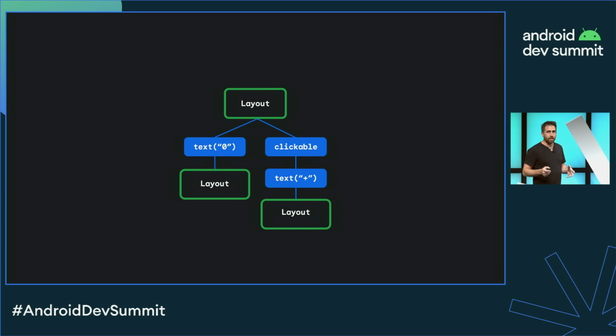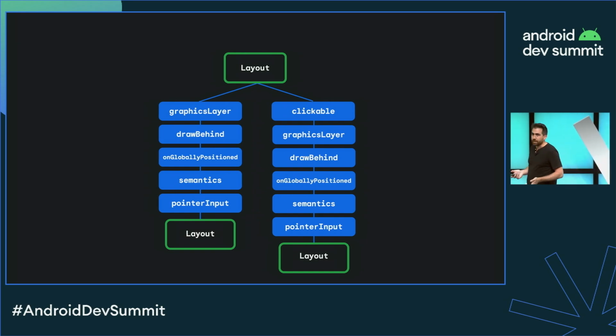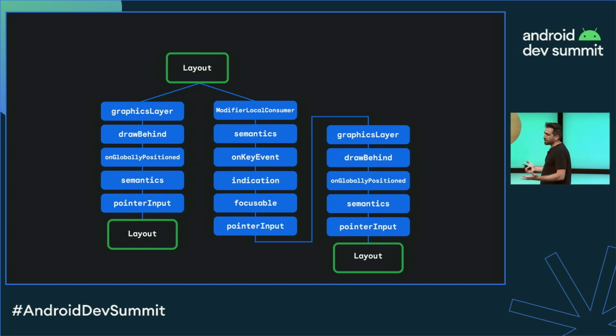So what we have here is a pretty reasonable mental model to have for the resulting tree that Compose produces. But it's actually still pretty far from the truth. In reality, there's no single text modifier. Instead, text is made up of several modifiers that are required to encode the behavior of a single text element. And likewise, clickable also isn't just a single modifier. Clickable ends up using several modifiers to encode all of the things that a clickable needs to do.